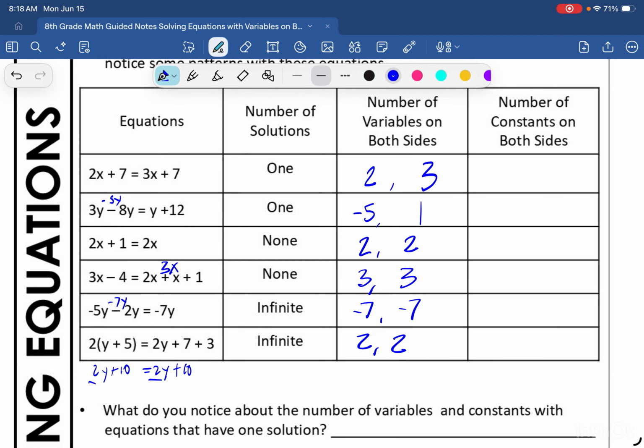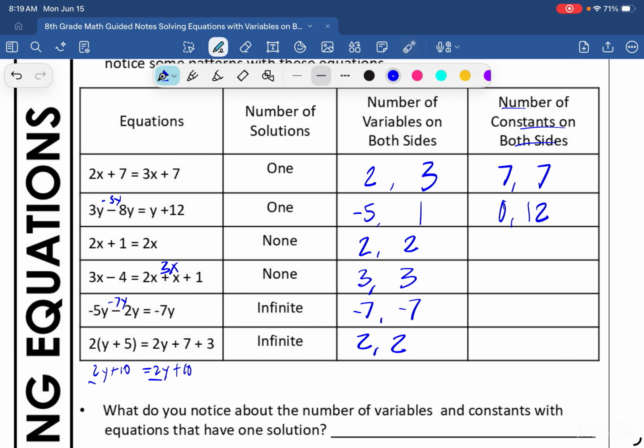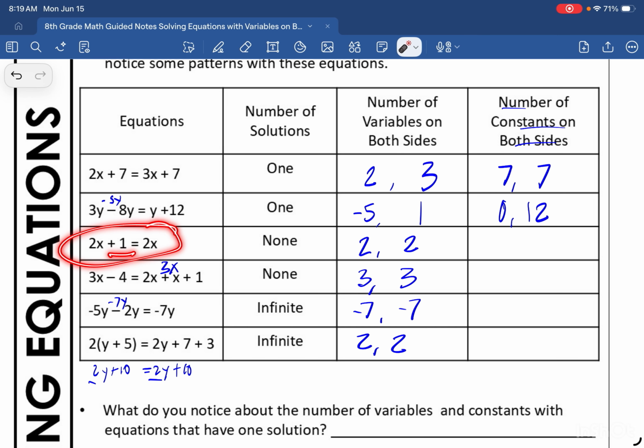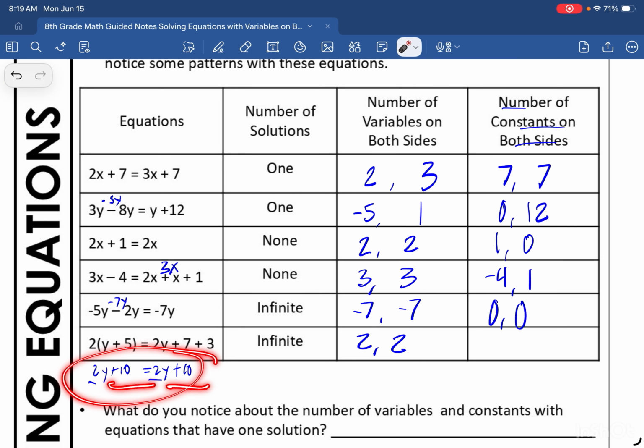Now it's asking for the number of constants on both sides. So here I have 7 and 7. On this one I have 0 and 12. This question right here I have 1 and 0. This question right here I have negative 4 and 1. This question right here I have 0 and 0. And then the bottom one I have 10 and 10.